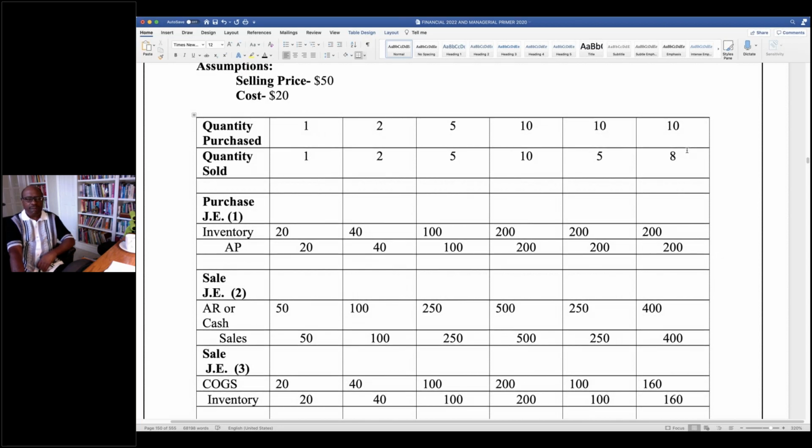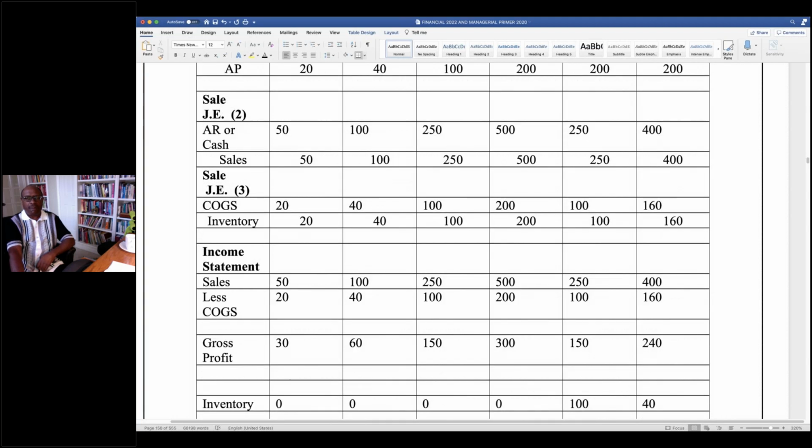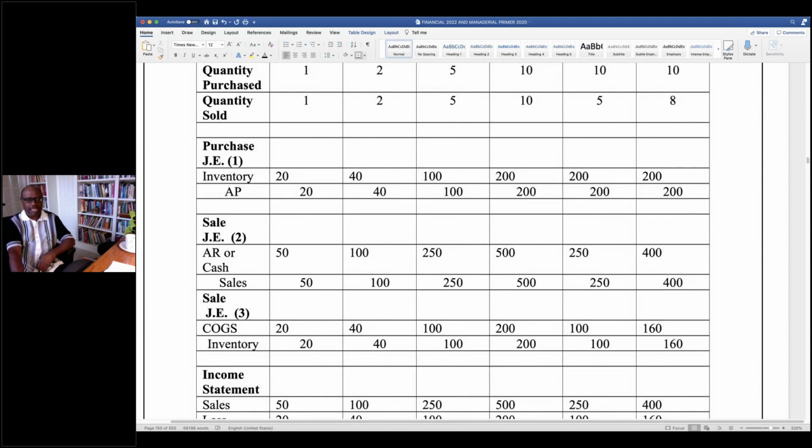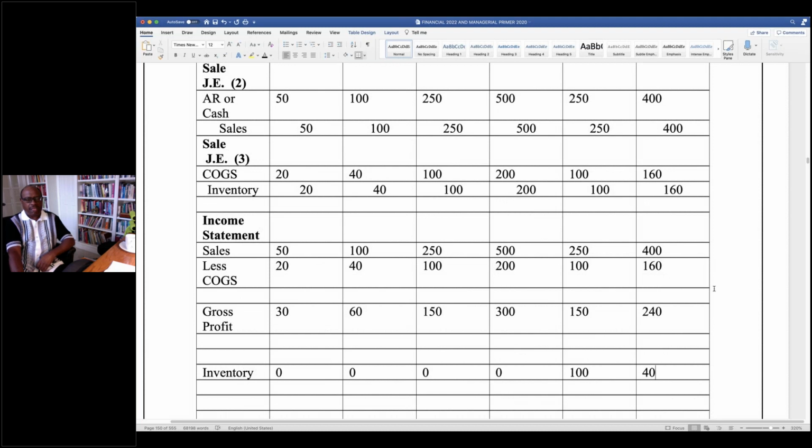And I can, with my shoe store, buy shoes, sell them, and be able to determine how much money I made, my gross profit, and what my inventory is on hand. That's not too much to ask, is it? Is that too much to ask?